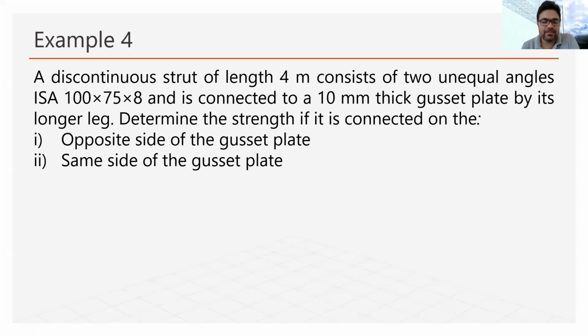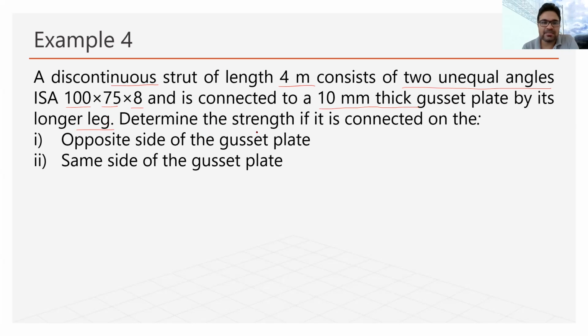Hello, welcome back. So in the previous example, I have taken the single angle section. Now here, I will take another example of the angle section, and in this case, you can see it is a discontinuous strut of length 4 meter consists of two unequal angle section. In this case, we are going to find out strength of two unequal angle section, and the size of unequal angle section is 100 by 75 by 8 each, and it is connected to a 10 mm thick gusset plate by its longer leg.